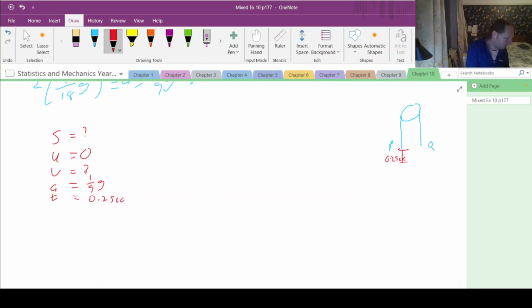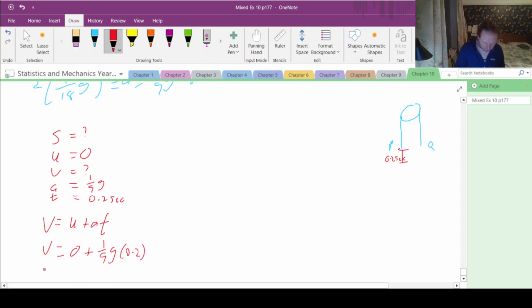So using my SUVAT equations, quickly find them again. SUVAT with no s in it is v equals u plus at. So the velocity is equal to the initial plus the acceleration 1 over 9 g times 0.2. So velocity is equal to 1/9 times 0.2, which is 1/45 g.